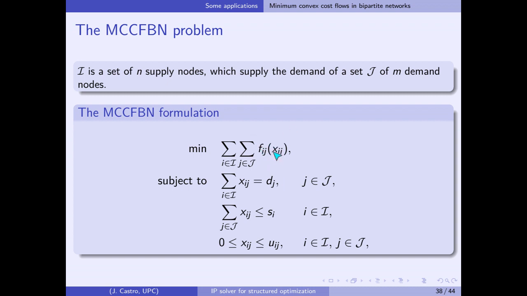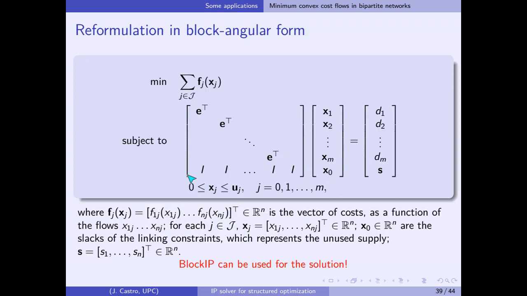But here we consider that the cost in the arcs can be linear, quadratic, or convex. So you will say, well, this is the standard transportation problem, right? But if you reformulate this problem, you can see that the reformulated form has this particular structure. So you have blocks here. This block basically means E transpose Xi equals the demand. That means that the sum of all the arcs arriving in the demand node 1 has to be equal to the demand of that node. And exactly the same for the others. And here you have a set of linking constraints. So this is a reformulation of the transportation problem.